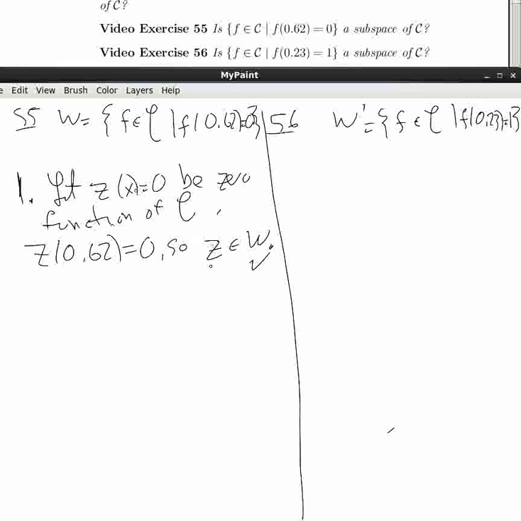Is the 0 function, the constant function, in there? How do I tell? Well, I plug in 0.62. If I get 0 out, I'm done. It doesn't matter what I plug in, I'm going to get 0. So in particular, if I plug in 0.62, I'm going to get 0. So the 0 function is in W.